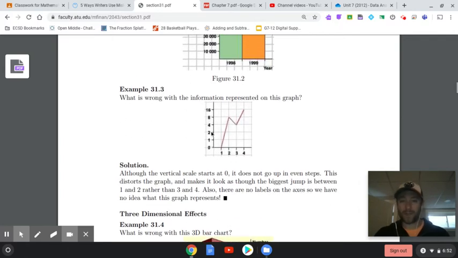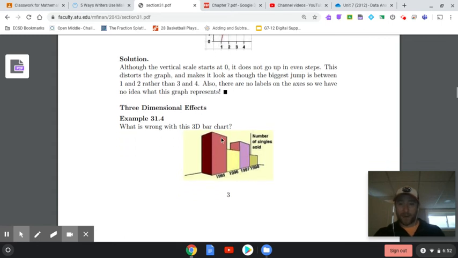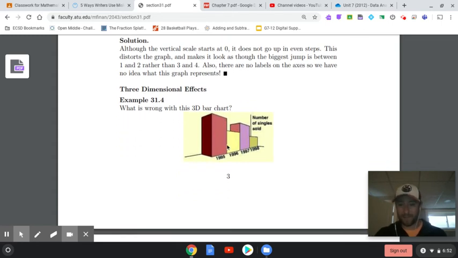0 to 1, 1 to 2. Okay, we're going up by 1. Nope, we're going up by 2, 4, 6, or 2, 4, 8. That doesn't work. That one's an exponential scale. Doesn't say what it's trying to say. It's misrepresenting the data. This one here, they're saying that 3D charts can be misleading.